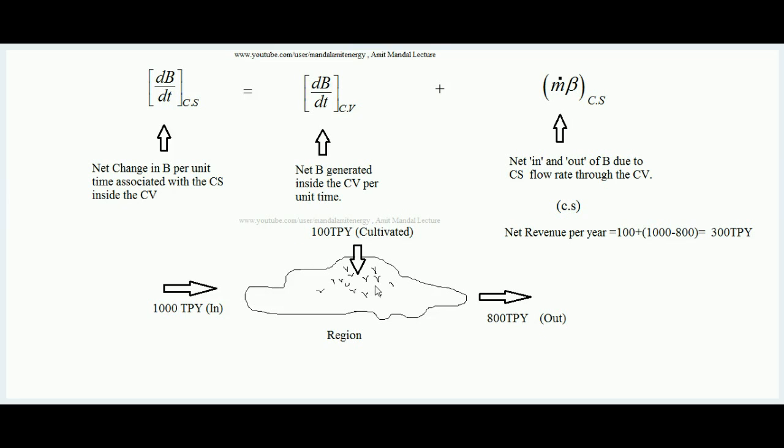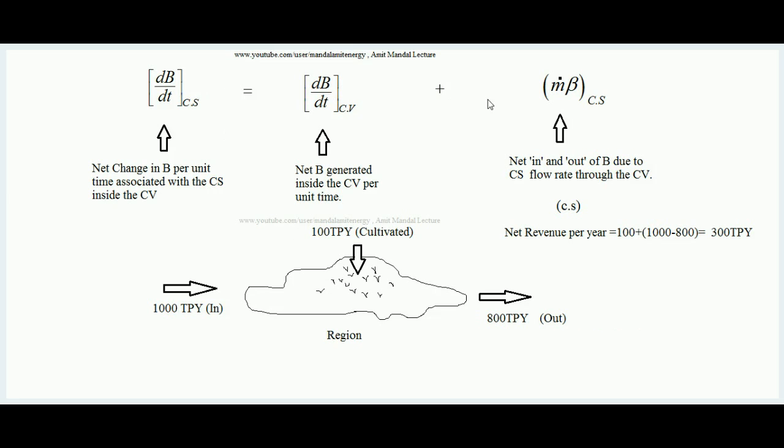Now suppose the villagers, the farmers of the village, can cultivate 100 tons of food grains per year. Now the net rate of development of food grains per year inside this village would be the net amount due to accumulation of in and out, that is 1000 minus 800, equal to 200 tons of food grains accumulating inside, and 100 tons are cultivated per year. This is the amount of generated food grains. So 100 plus 1000 minus 800, that is 300 tons per year, would be the net development of food grains per year inside the village.